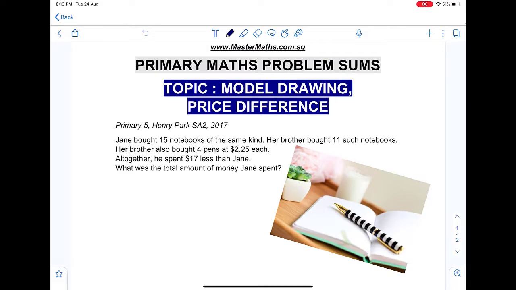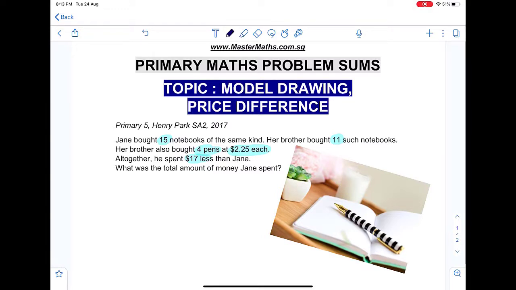Jane bought 15 notebooks of the same kind. Her brother bought 11 such notebooks. Her brother also bought 4 pens at $2.25 each. Altogether, he spent $17 less than Jane. What was the total amount of money Jane spent?